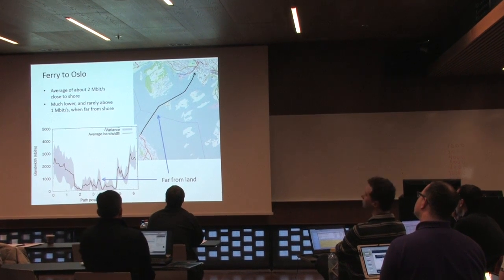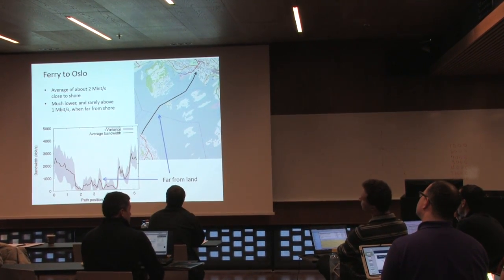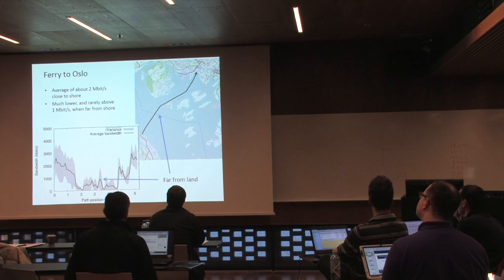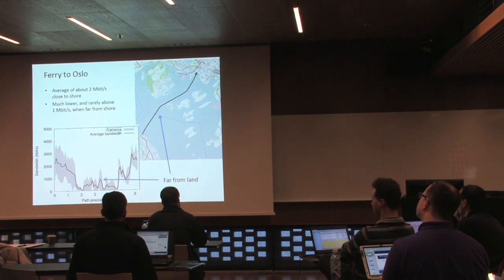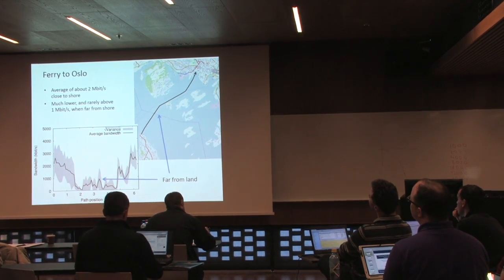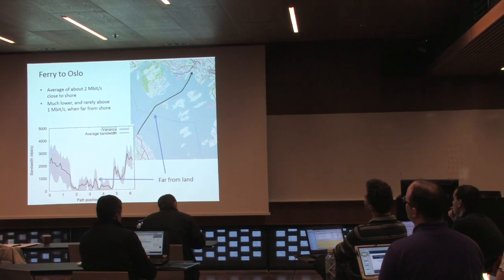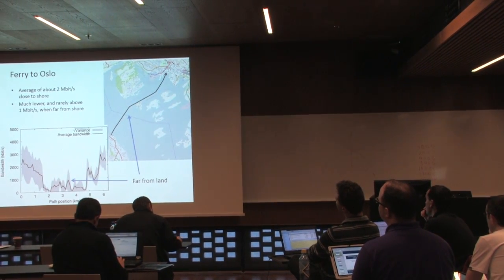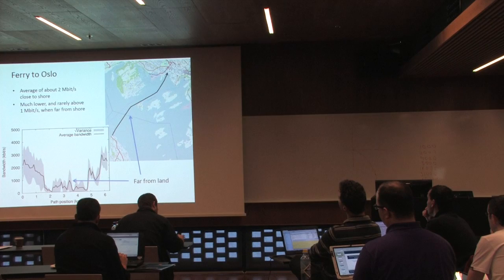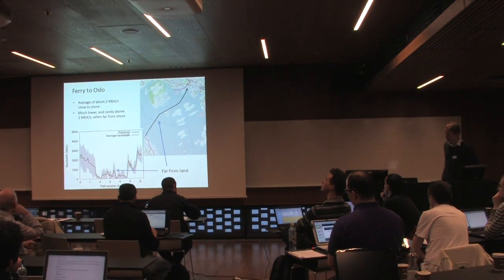Next was ferry. Here also we had an average of about 2 megabit per second when we were close to shore, but much lower, and never above 1 megabit per second when we were far from shore. And maybe this is also quite logical, but it was nice to get data on it.